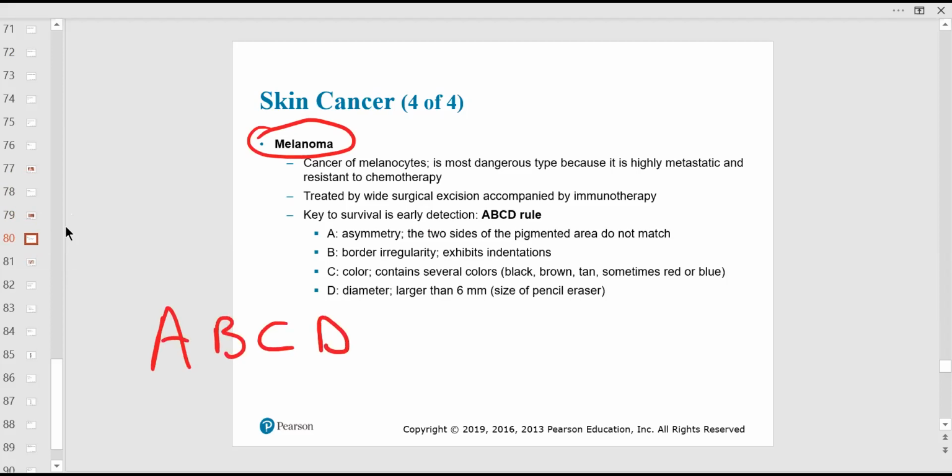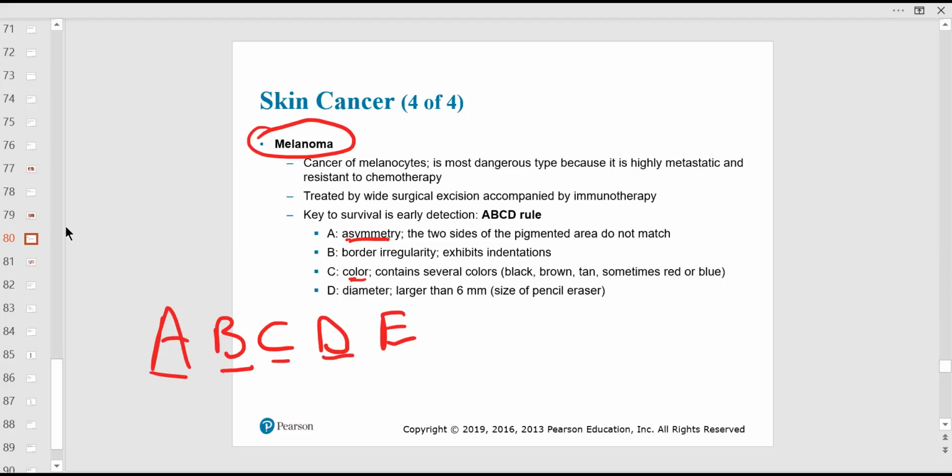So I like the A, B, C, D, E rule. So A is, is it symmetrical? Is it perfectly round or irregular in shape? B would be the border. Does it look like Puerto Rico or Dominican Republic, or is it kind of round like a nice island? The color, is it dark? Is it yellowish? Is it red? Is it rusty color?